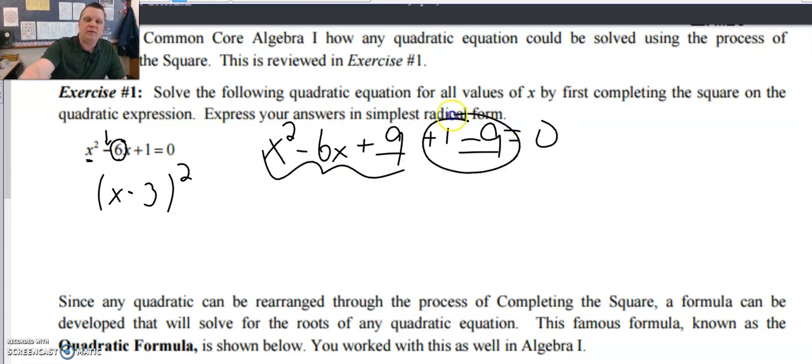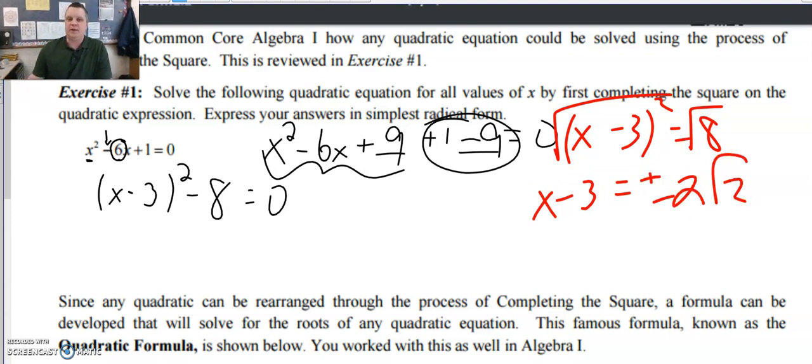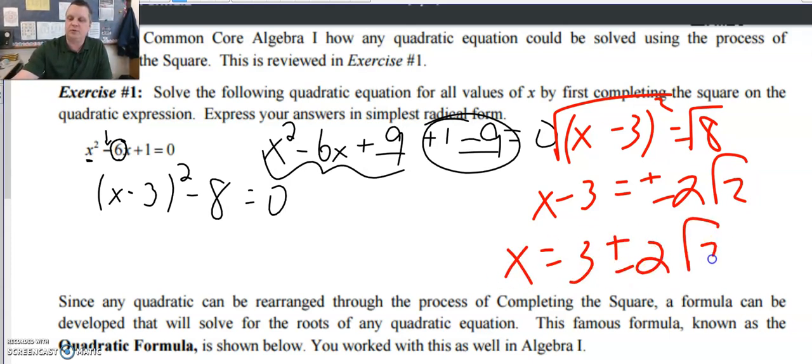And then when you combine these two, you get minus 8 equals 0. So if you went further and we're solving for x, you would bring the 8 over. So then I would have x minus 3 squared equals 8. Then you would do square root of both sides. So I have x minus 3 equals plus or minus 2 root 2. When you simplify that, root 8. Then bring the 3 over. I have x equals 3 plus or minus 2 root 2. Okay? And that's using your completing the square.